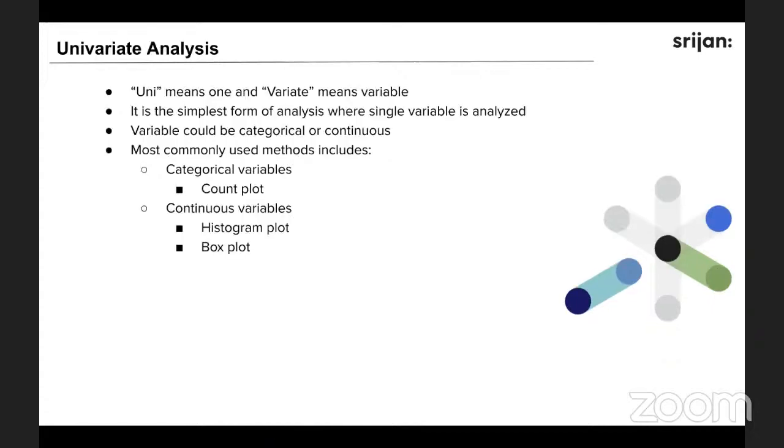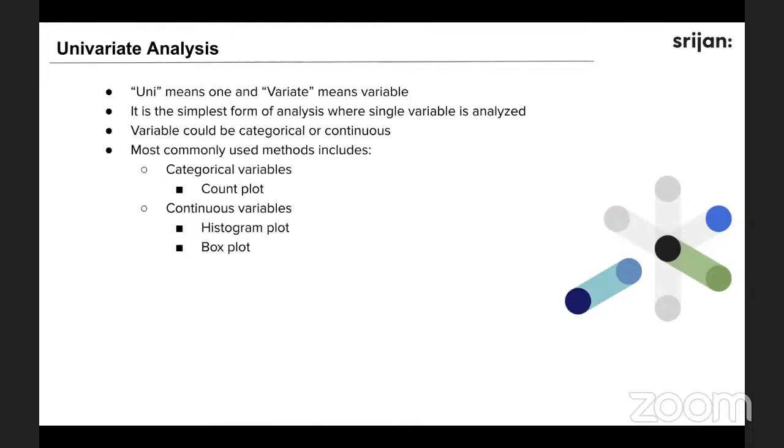So that was all about descriptive statistics. Let's look at univariate analysis. Univariate analysis is basically analyzing a single variable. It is a very simple analysis from which you will generally start your analysis. Of course, your variable could be a categorical or a continuous variable, and there are methods that you can use for categorical variables and for continuous variables. There are lots of plots out there for both.